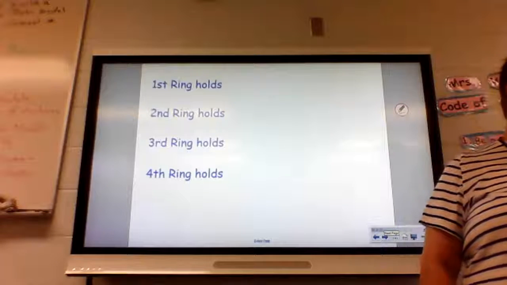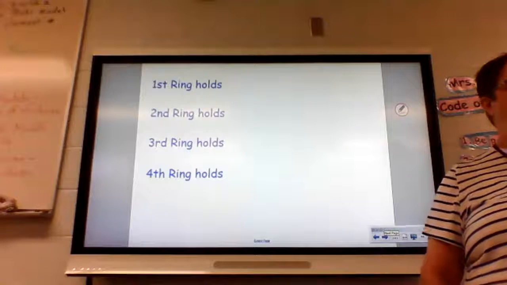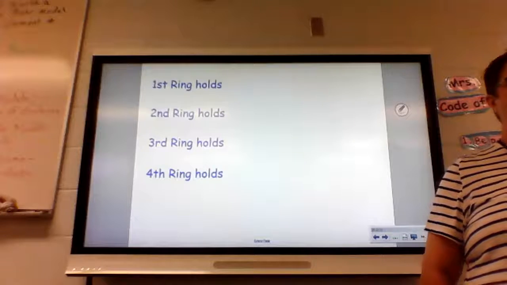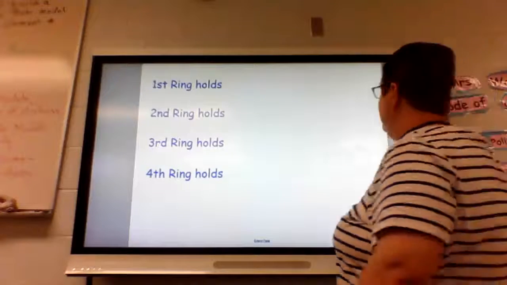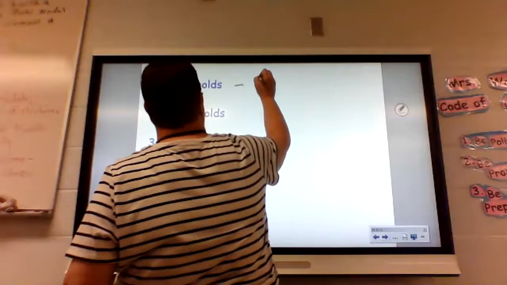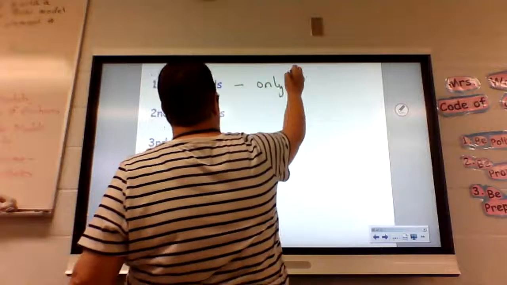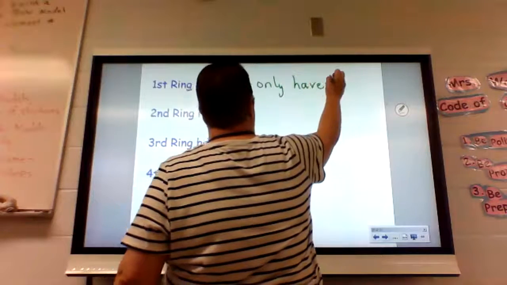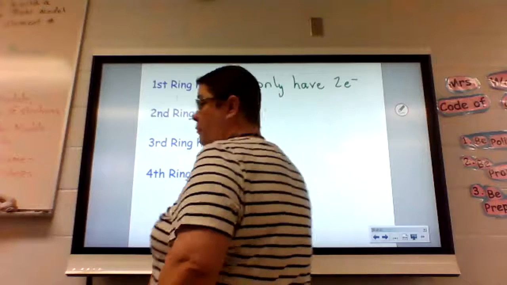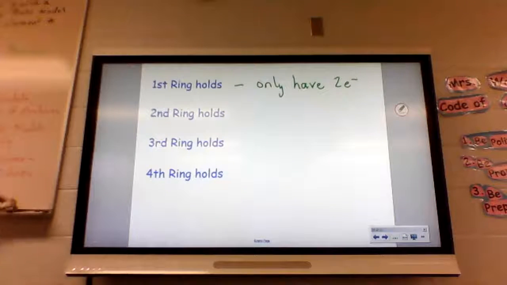On the first ring, does anybody remember from 8th grade how many electrons can go on the first ring maximum? Very good. The first ring can only have 2 electrons. Now, I will tell you, no one's going to have a model that only has 2 electrons. So everybody's going to have at least 2 rings. Nobody gets one that small.